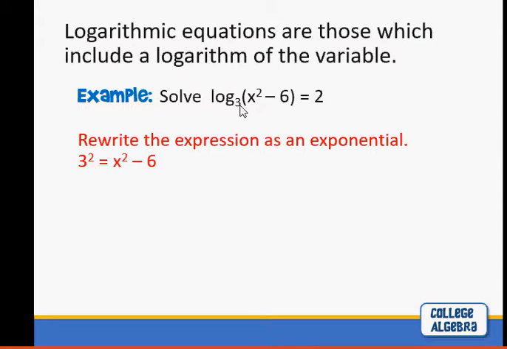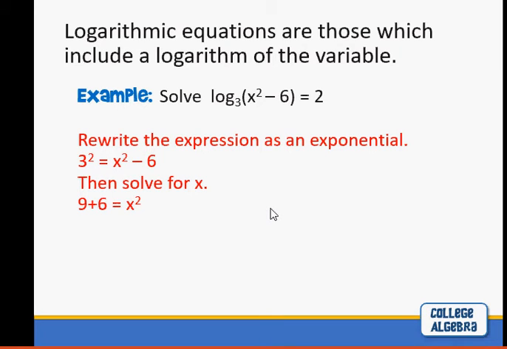But you could, a quick way is just to take the base. 3 to this side wipes it out, equals 3 to this side. So if I do 3 to this side, I get x squared minus 6 equals 3 squared. But if you want to skip one step, 3 squared equals the inside by rewriting it as an exponential. And then you just solve that equation.